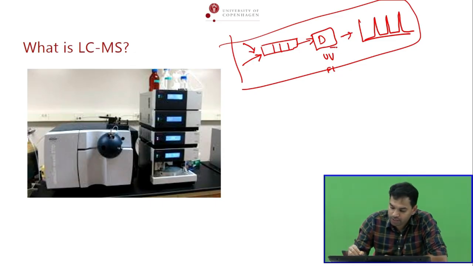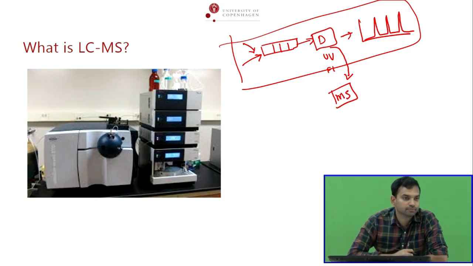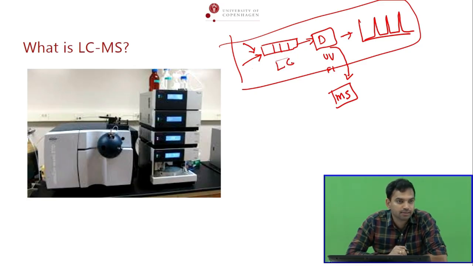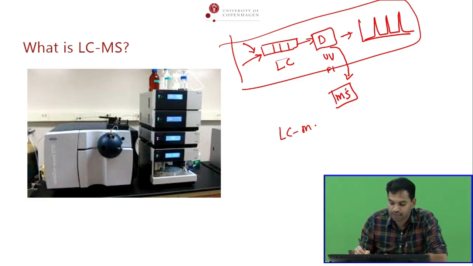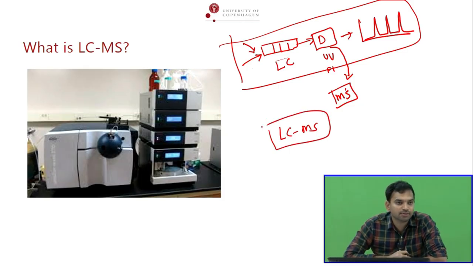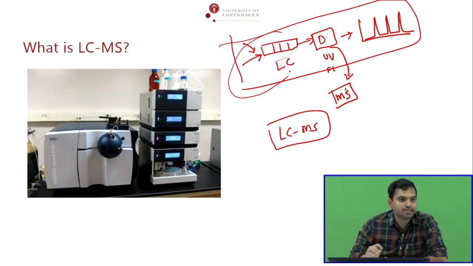Now, we can use another type of detector here that is called MS, right? This is liquid chromatography. Can you see? This is liquid chromatography, LC. And then you have an MS detector, and that becomes LCMS. Have you heard about this word? So simple. Please note that in the LCMS, the left-hand side is the same as HPLC or UHPLC or UPLC. Now, only the right-hand side, what I mean here, the detector is different. Is it clear?